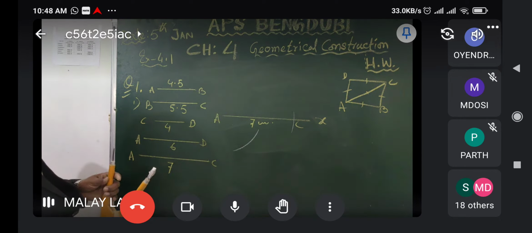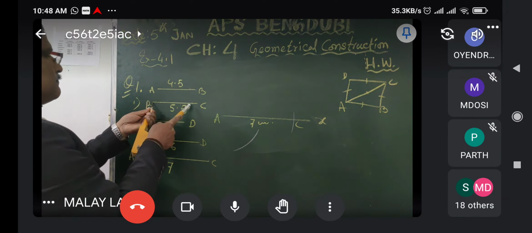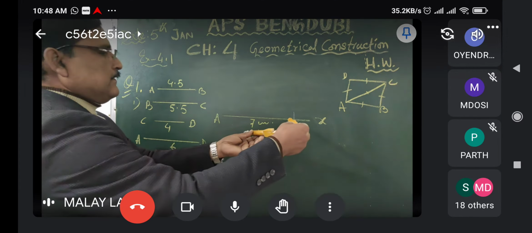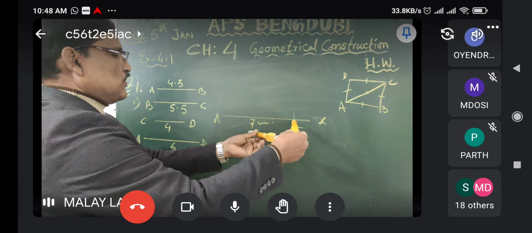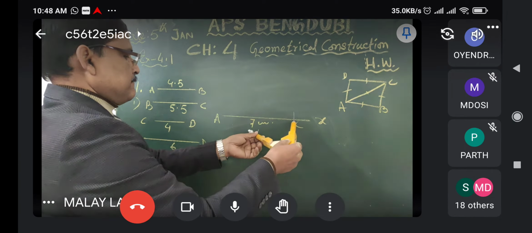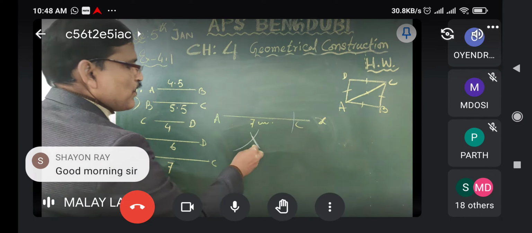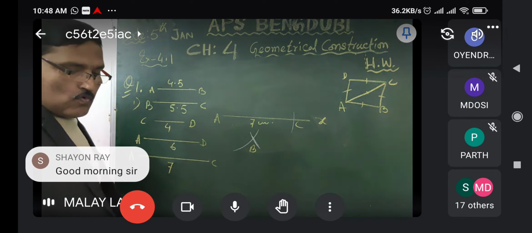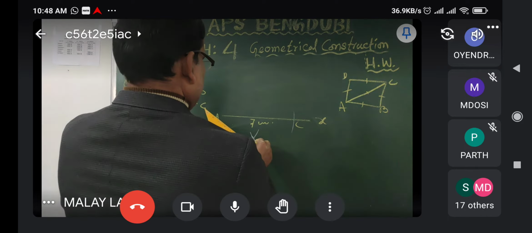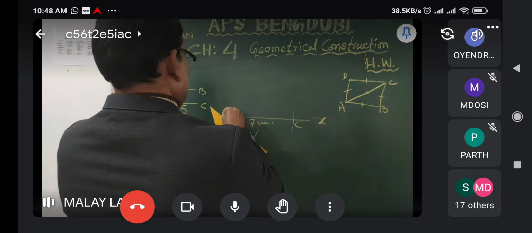And now take the measure of BC. This is BC. Take the measure of BC. Place at C. Place it at C. Cut. So this is the point of B. Once you have cut it, then join. Join immediately, not later, otherwise you will forget.